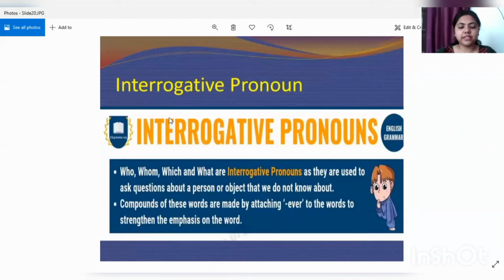Moving on to the next type of pronoun, that is interrogative pronoun. Interrogative pronoun, as the name suggests, is used to ask questions. All right. So let us look at the words which are used as interrogative pronouns. Who, whom, which, and what. These are interrogative pronouns as they are used to ask questions about a person or object that we do not know about.